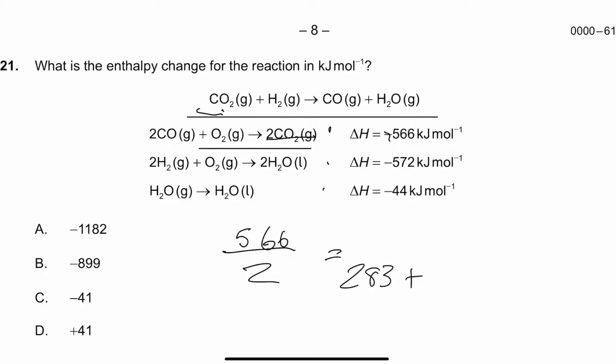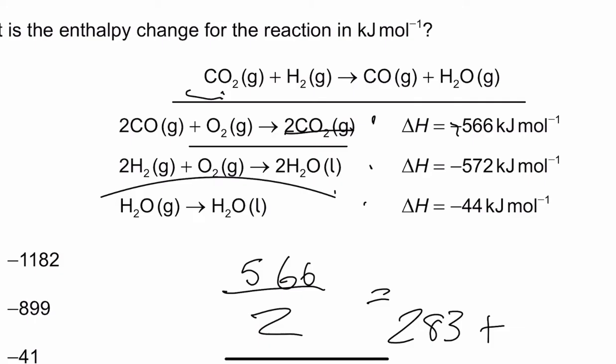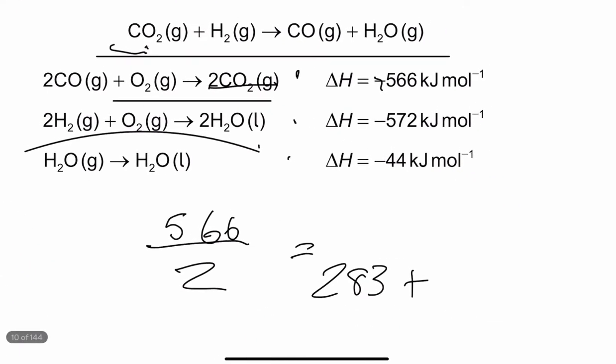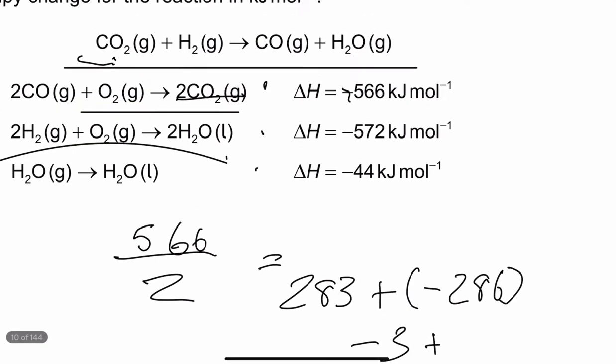So let's do H2 next. Where's H2? H2 is over here, in this equation. We have 2 moles of H2. We only need 1 mole, so we're going to have to half it, but it looks like H2 is in the reactants where it should be, so we don't need to change the sign. We're just going to keep the sign negative, and we'll half minus 572. That should be minus 286. So then 283 plus minus 286 is just going to be minus 3. So we have minus 3 plus something for our final thing.